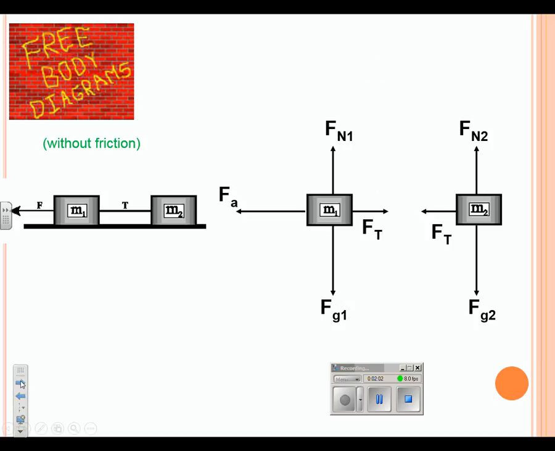Now, since there's no friction, because we were told this was without friction, this would be our entire picture. If there were friction, though, mass 1 would have an additional force vector on the right-hand side with the F of f vector. And then mass 2 would have an additional vector as well going to the right to counteract the motion of these two blocks.